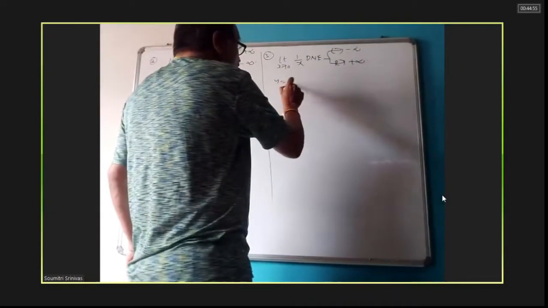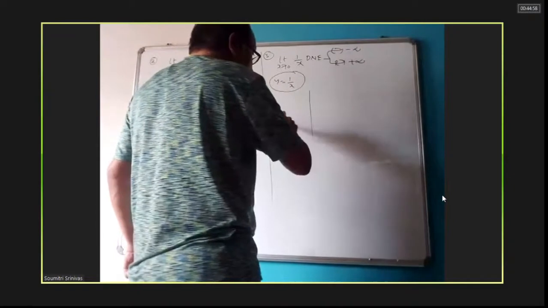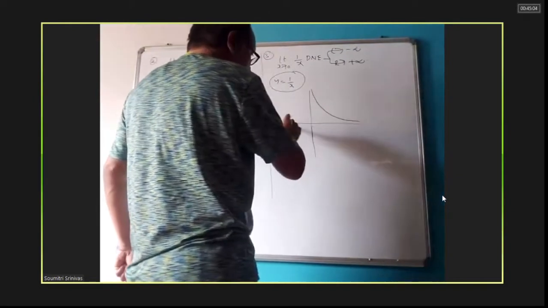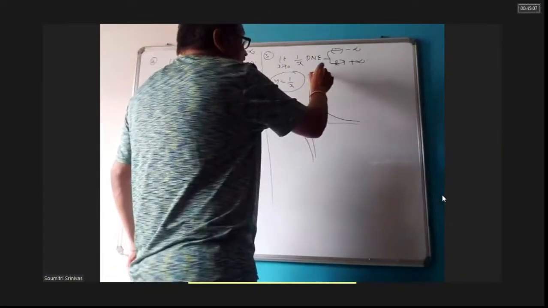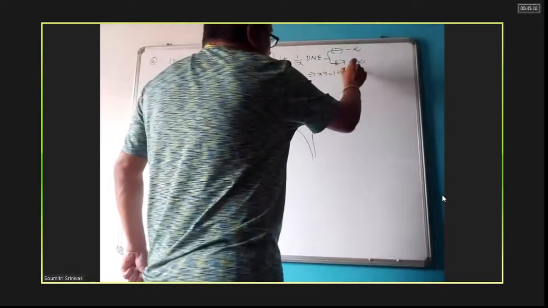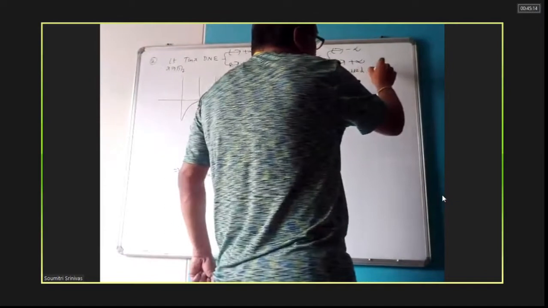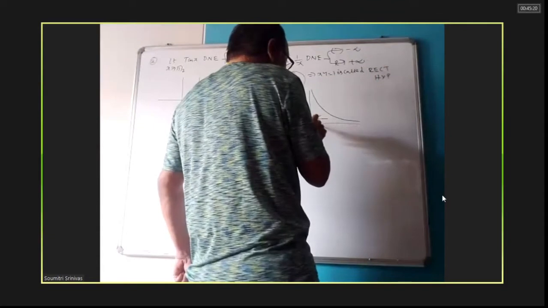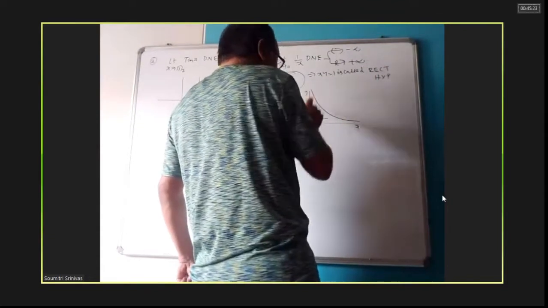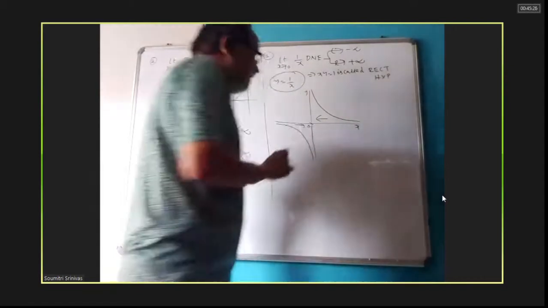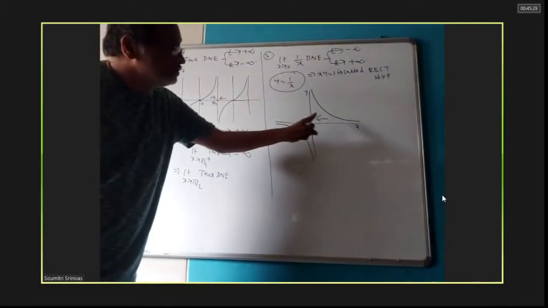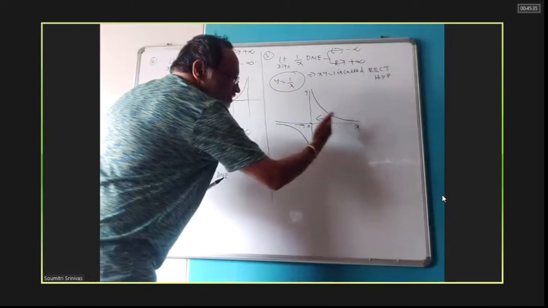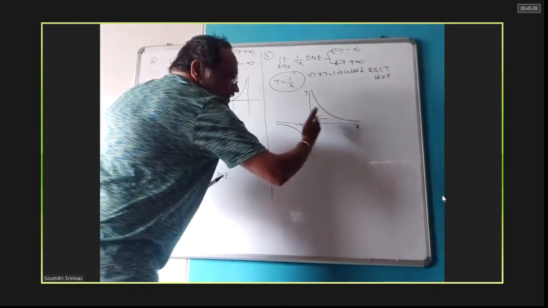Because look at the graph, y is equal to 1 by x. In calculus, xy is equal to 1, this graph, is called a rectangular hyperbola. Pay attention, all of you. As x approaches 0 from this direction, which side is this? Left hand side or right hand side?